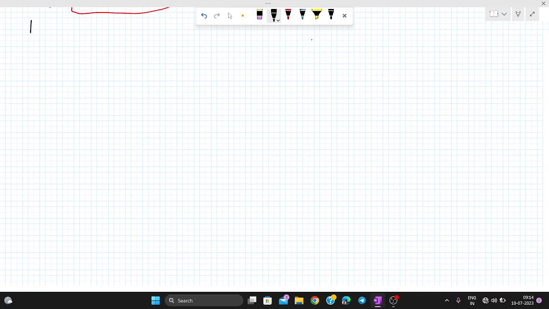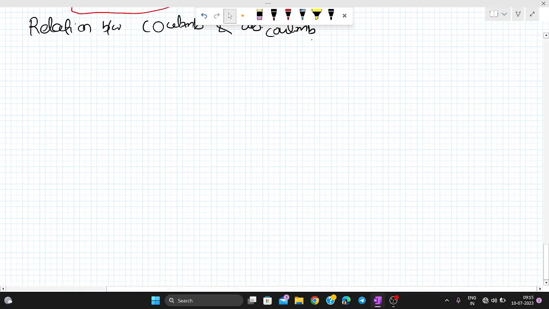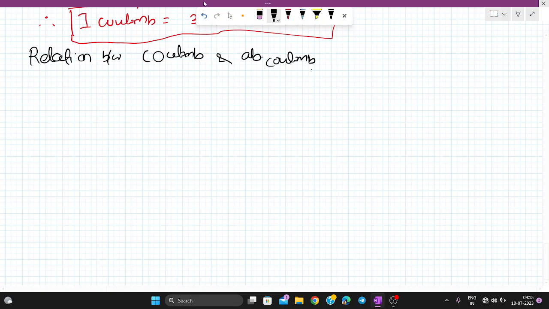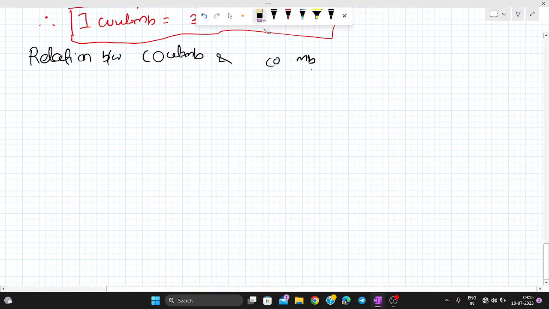That is our relation between coulomb and half coulomb. Okay. Let me erase it first.